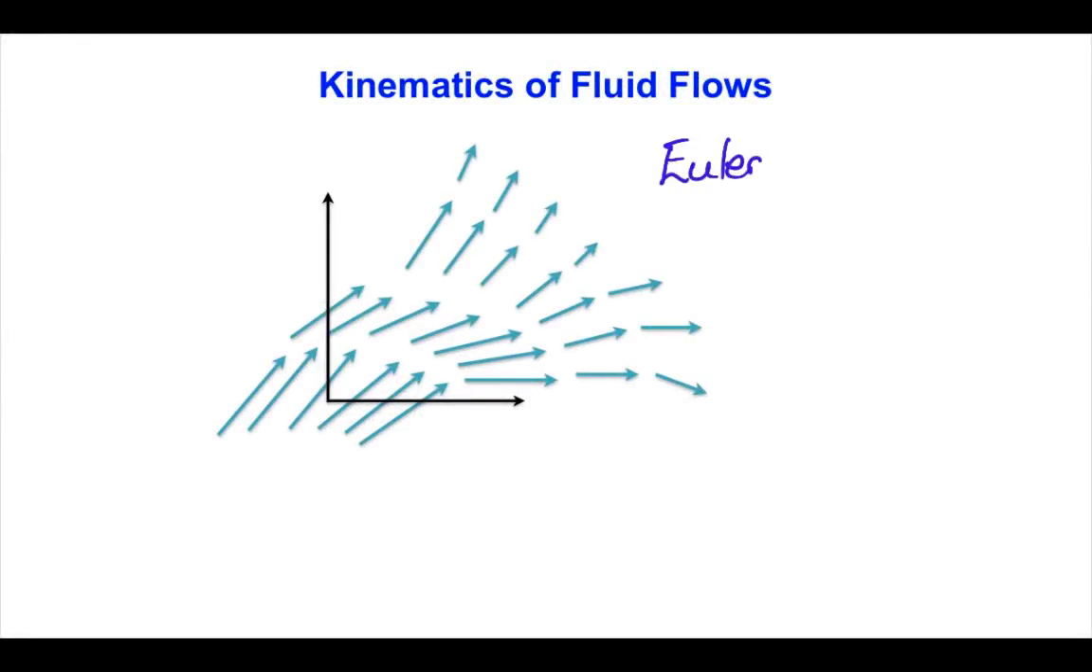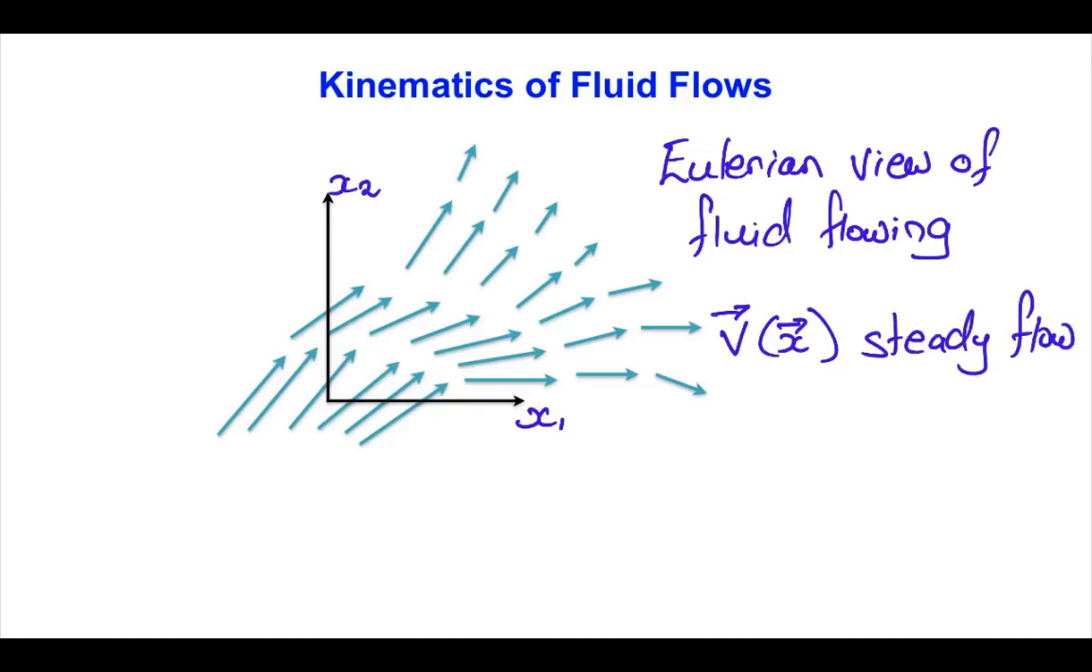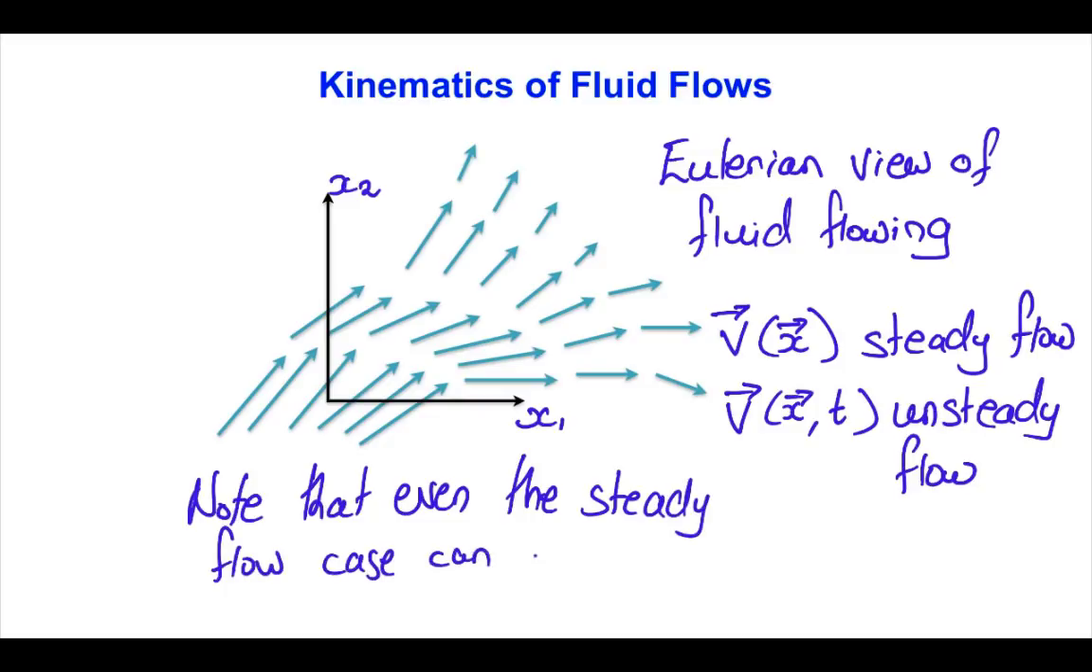Today we will introduce the tensor quantities that describe the kinematics of fluid flows. If we consider an Eulerian view of a fluid flowing with coordinates x1 and x2 and a velocity vector field v as a function of x, this could be a steady flow. If v is also a function of t, then it's called an unsteady flow. Note, however, that even the steady flow can involve accelerations as a particle moves from one point of the flow to another where the velocities are different.